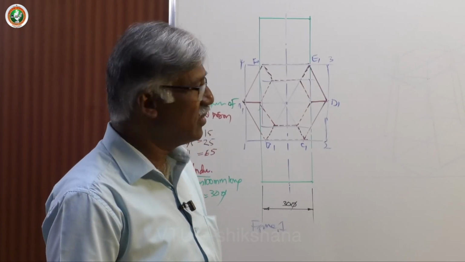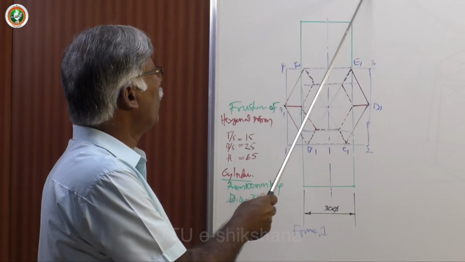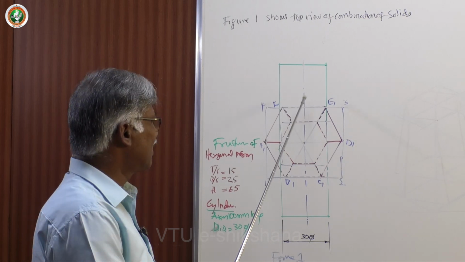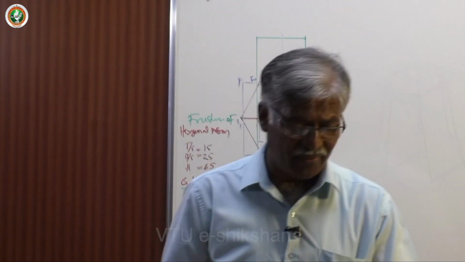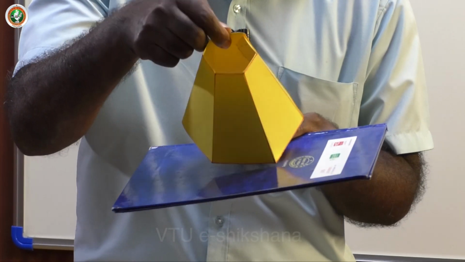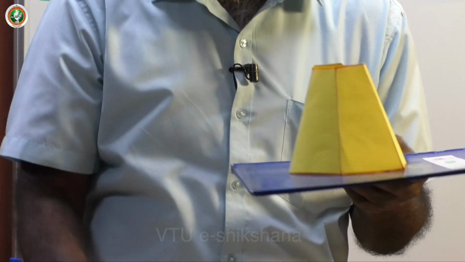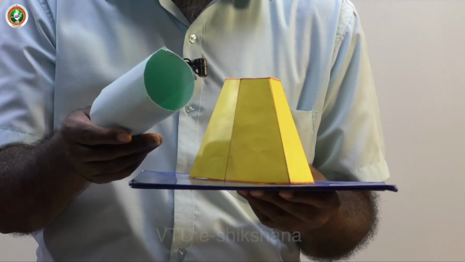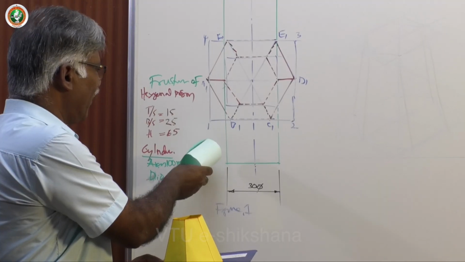The first one is the figure given is top view of combination of solids. One is cylinder is placed centrally on the top of the frustum of cone. So here is the model I have. This is the frustum of cone, frustum of hexagonal pyramid and the cylinder. Because nothing is given about the orientation, and here is the orientation, this only we can follow.